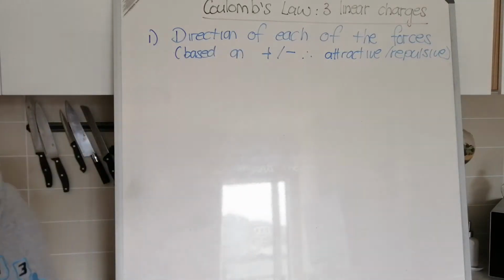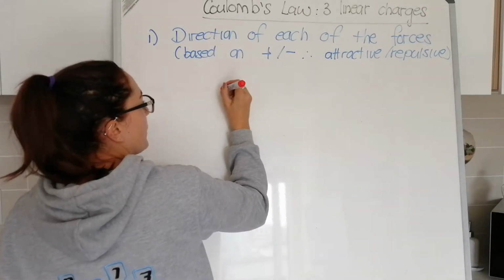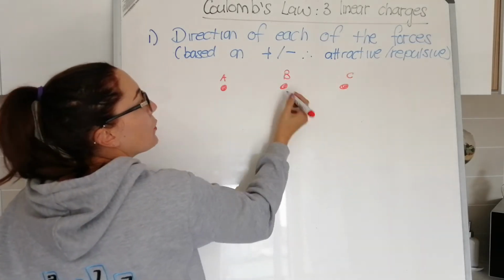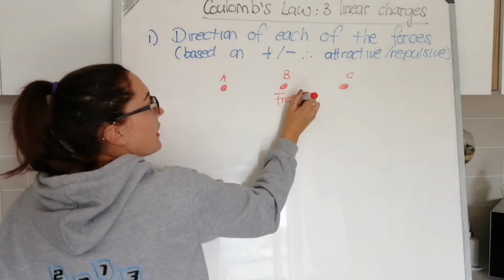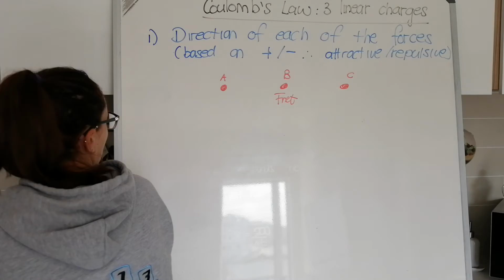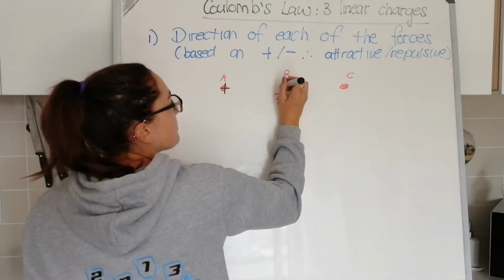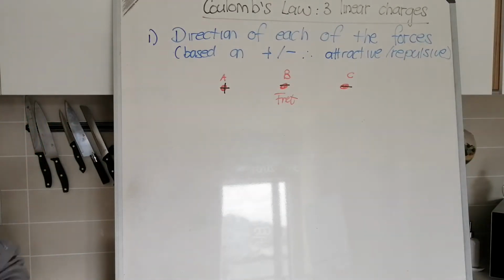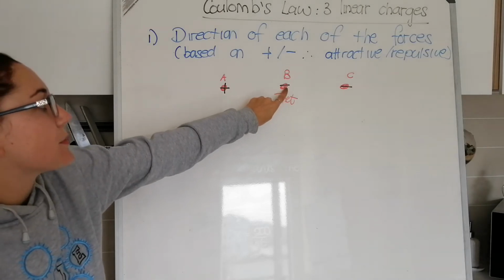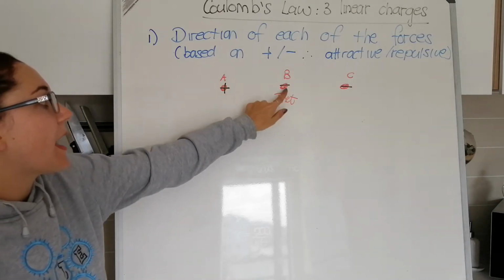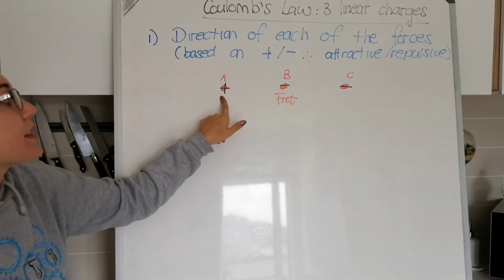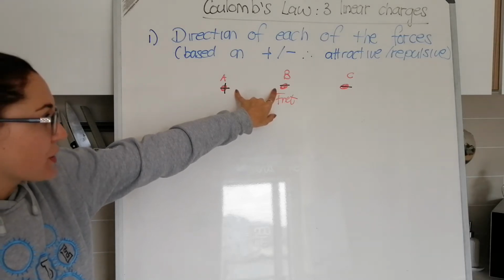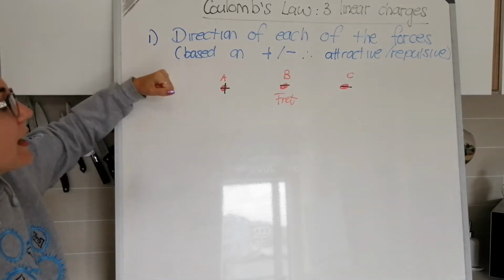Okay, so for example, if I had 3-point charges A, B, and C, and let's say I was interested in working out the net force on B, and A was positive and B was negative and C was negative. Then to determine the direction of each of the forces B is experiencing, B will experience a force from A and a force from C. The force it would experience from A, because they are oppositely charged, means it's an attractive force, so that means B will be pulled to the left, right?